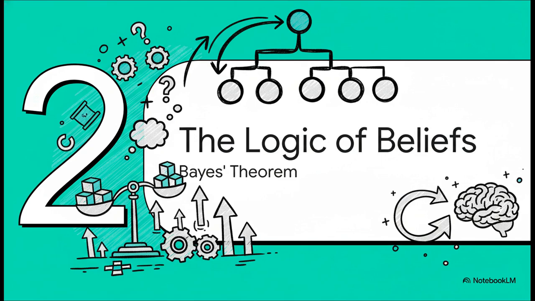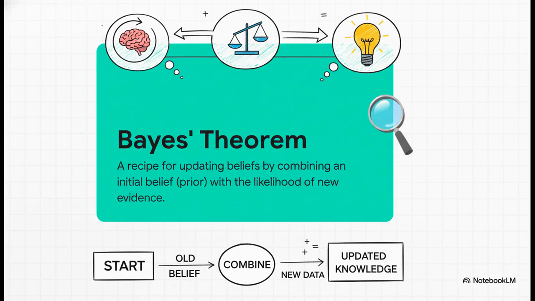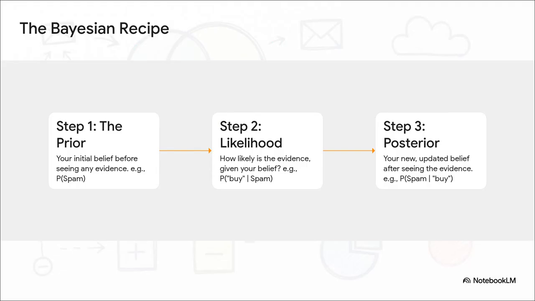It's called Bayes' theorem. Now, don't let the word theorem scare you. What's so cool about this is that it basically turns a complex math formula into a simple three-part recipe. A recipe for updating what you believe. It's like a formal rule book for how we should think when we learn something new. And here's how that recipe works.